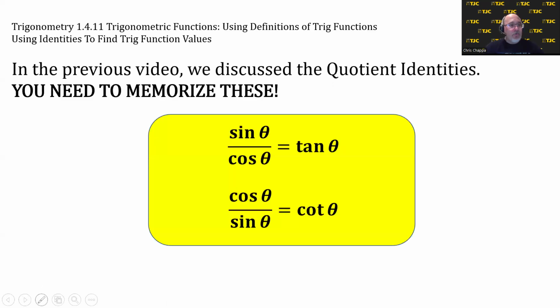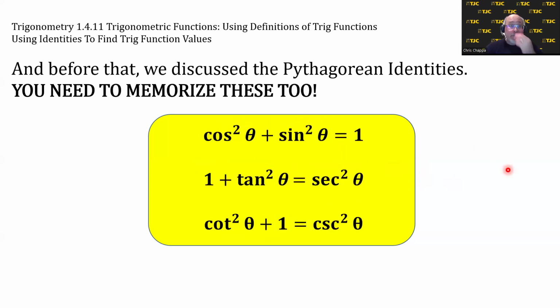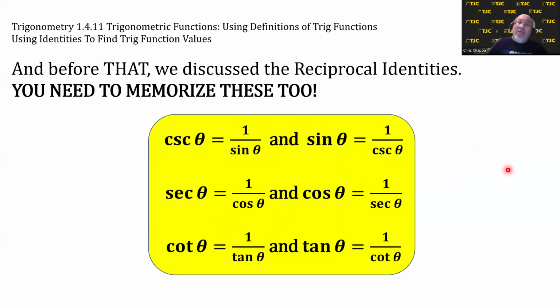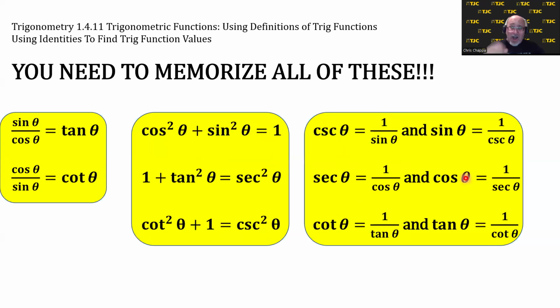In the previous video, we discussed the quotient identities. You need to memorize these. I know I sound like a broken record. Frankly, I'd memorized the top one and reciprocated to get the second one. And before that, we discussed the Pythagorean identities. You need to memorize these too, and all the algebraic versions of them where you move things around. And before that, we discussed the reciprocal identities, and you need to memorize these too. I kid you not. You need to memorize all of these.